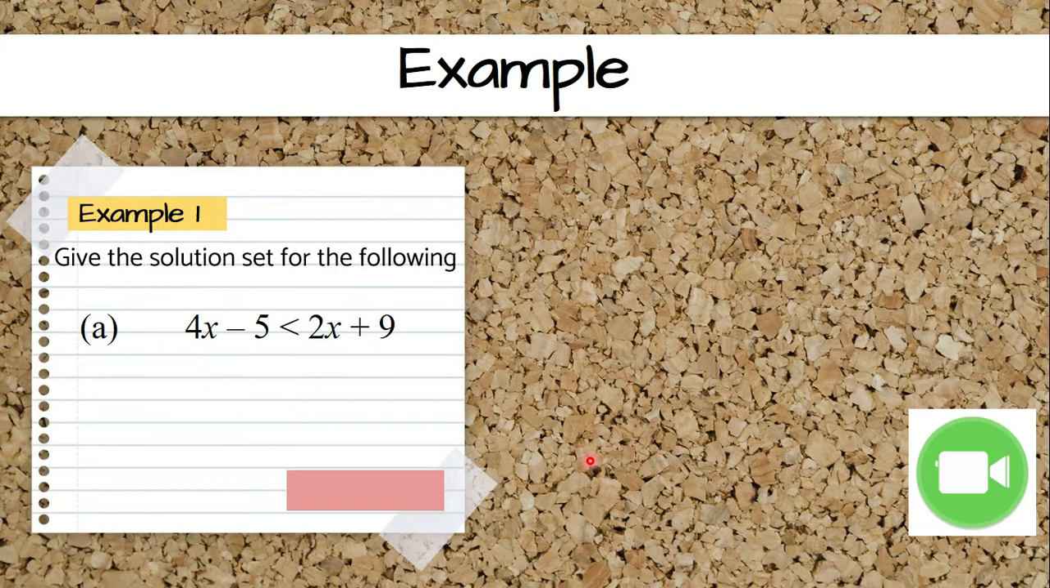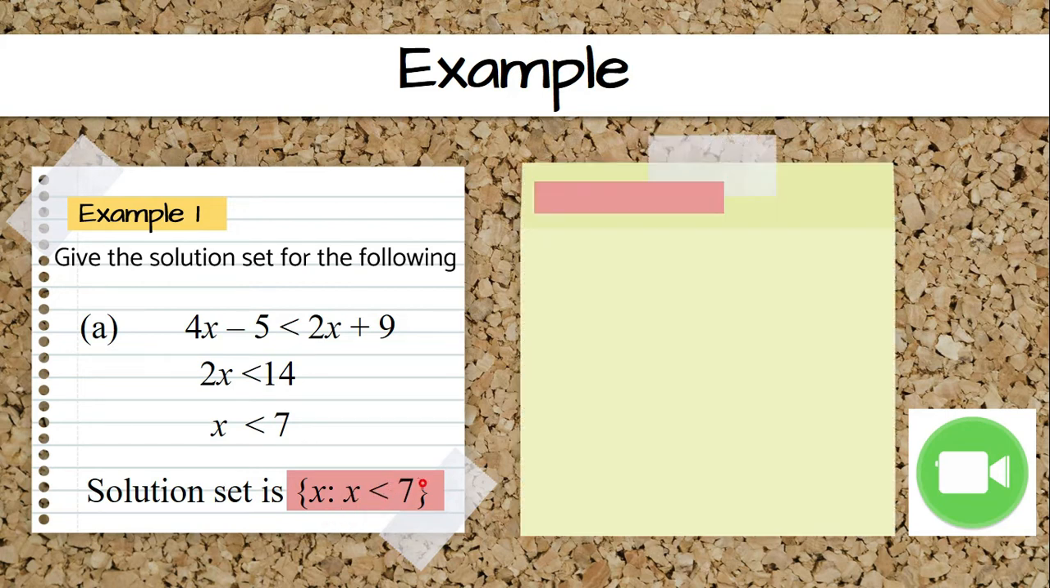Okay, example 1, give the solution for the following. A, 4x minus 5 less than 2x plus 9. So we try to simplify. You bring x to the left and the numbers to the right hand side. So you can simplify it. After that, you get x less than 7. So this is the solution set. How to write down the notation of the solution set is like this: x less than 7.